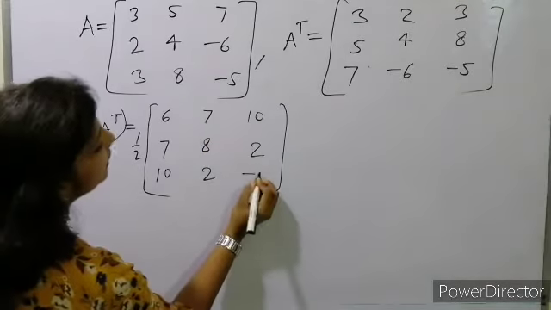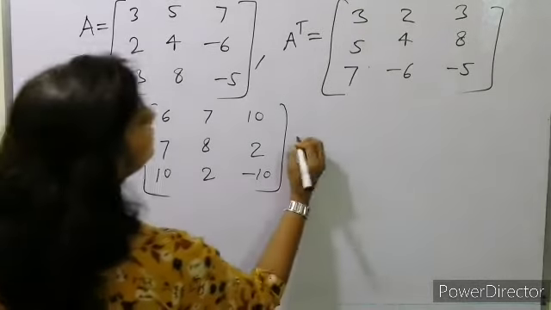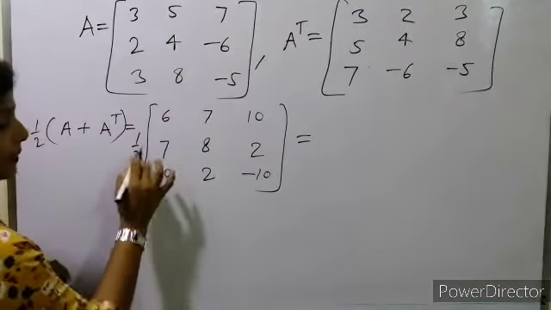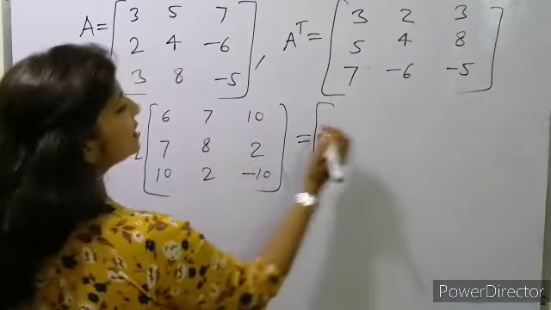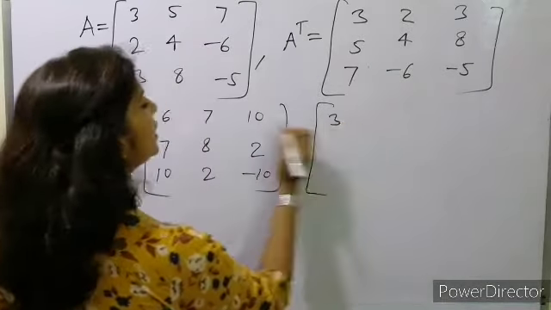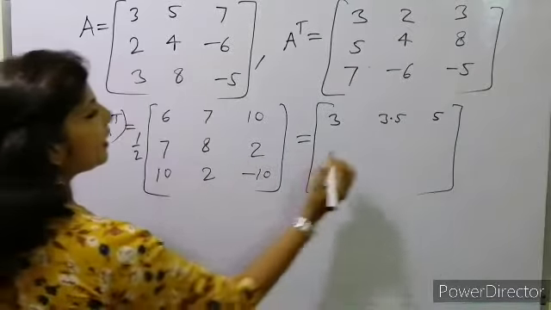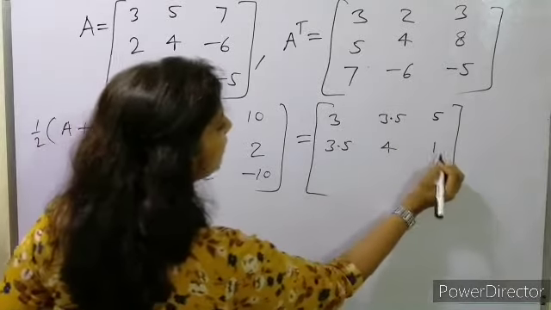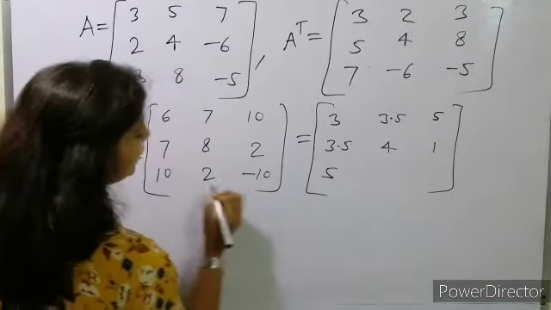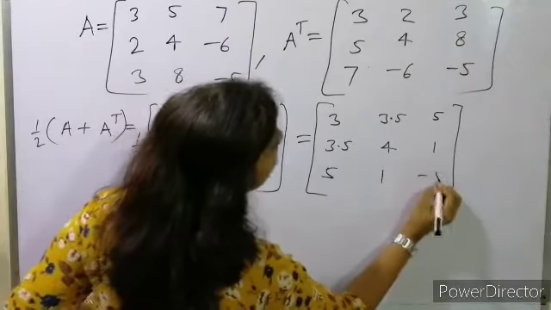Minus 5, minus 5, minus 10. Okay, now for this matrix we have to multiply by 1 upon 2, meaning we have to divide this by 2. So 6 का half 3, this will become 3. Upon 3.5, 10 मतलब 5, 7 का half 3.5. 8 का half 4, 2 का half 1. 10 का half 5, 2 का half 1, and minus 10 का half minus 5.